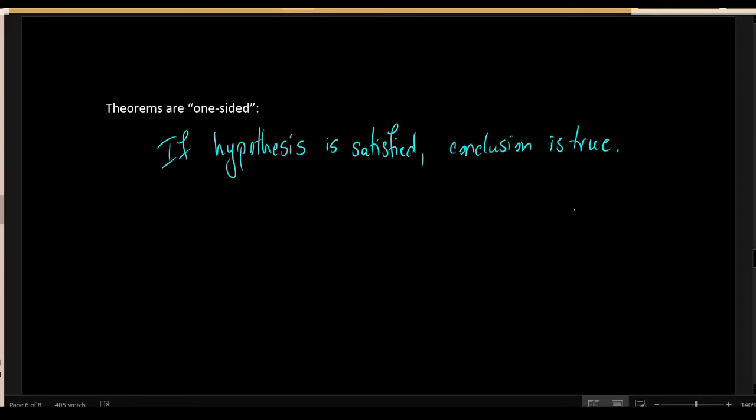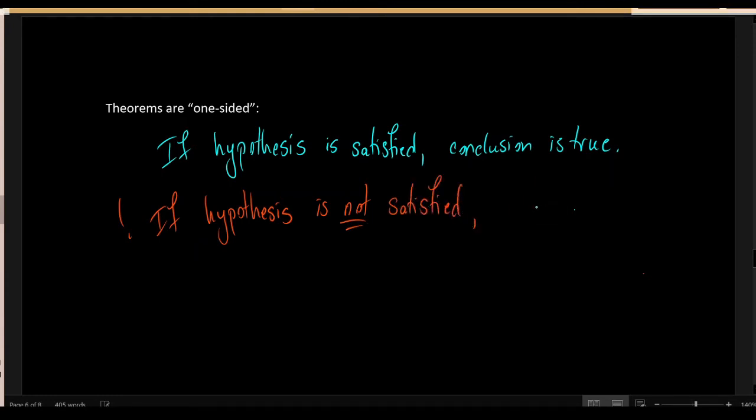However, and this is really important, so we're going to write it in red. If the hypothesis is not satisfied, if condition A, the one after the word if, is not satisfied, then you cannot conclude anything at all. Cannot use the theorem at all. You have no information whatsoever.